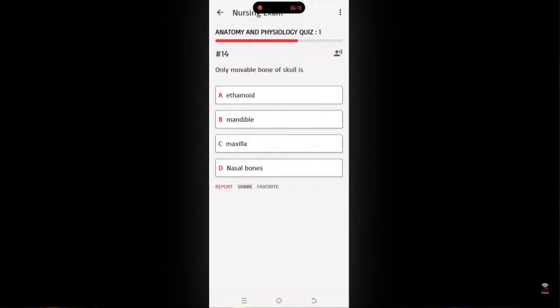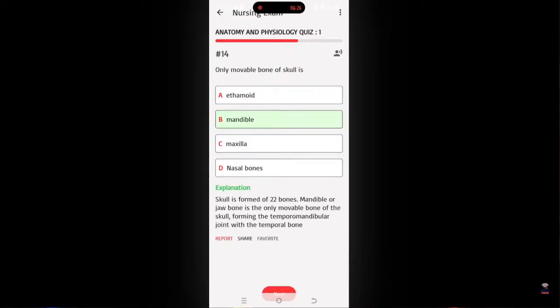Only movable bone of skull is A. Ethmoid, B. Mandible, C. Maxilla, D. Nasal bones. Correct answer. Skull is formed of 22 bones. Mandible or jaw bone is the only movable bone of the skull, forming the temporomandibular joint with the temporal bone.